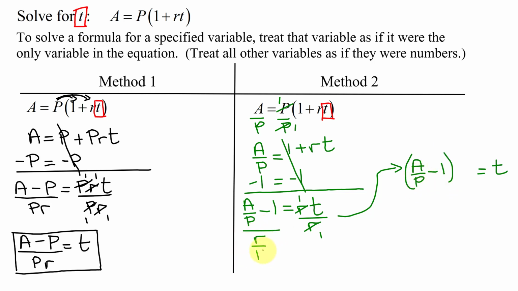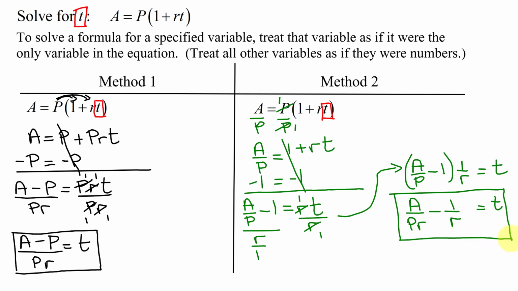And then to simplify a complex fraction, you take the fraction in the numerator, a over p minus 1, and multiply it by the reciprocal of the fraction in the denominator. Well, the reciprocal of r over 1 is 1 over r. So now t equals a over p times 1 over r. Well, a times 1 is a, p times r is p times r, minus 1 times 1 over r, which is just 1 over r. So now I have solved it by method 2.